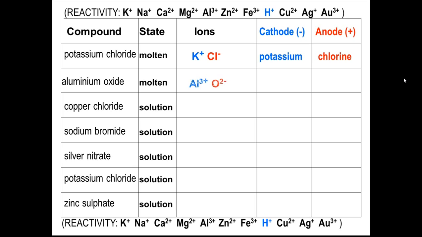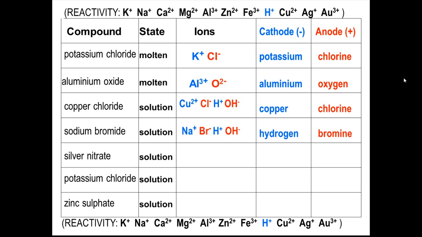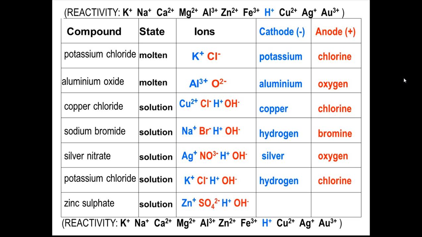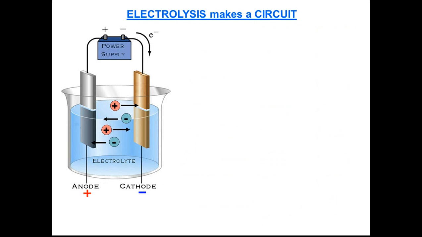Okay, so here are the answers then. So these are what are going to be produced. I'm not going to go through them all, but what you can do is pause it and have a look through to find out if you were right. So using the rules that we've looked at, these are the products at the cathode and the anode from the ions that we've got. Okay, so electrolysis then makes a circuit, and that's really important to understand and know.